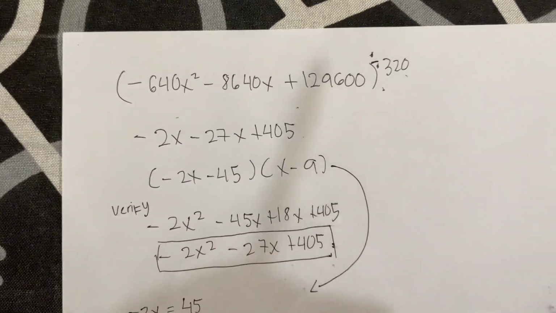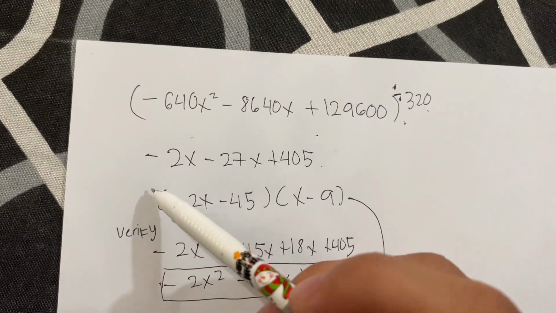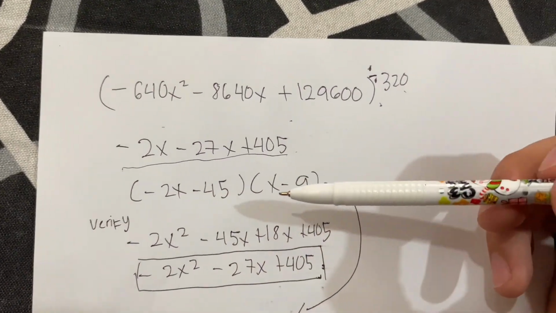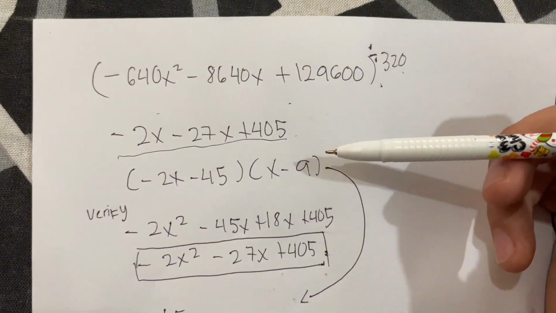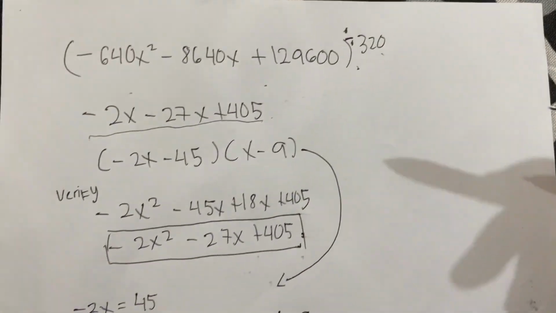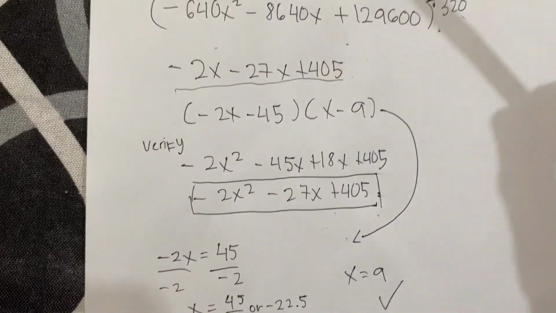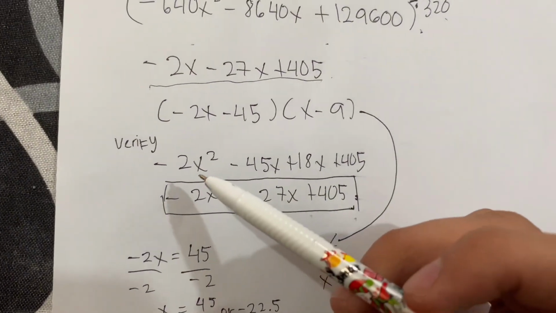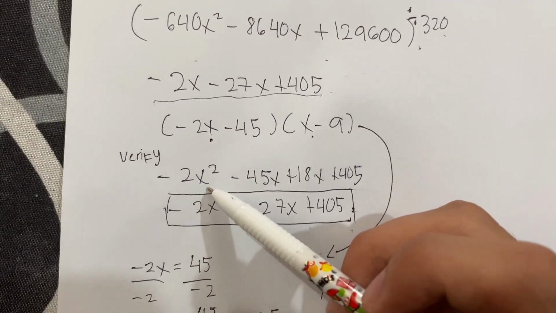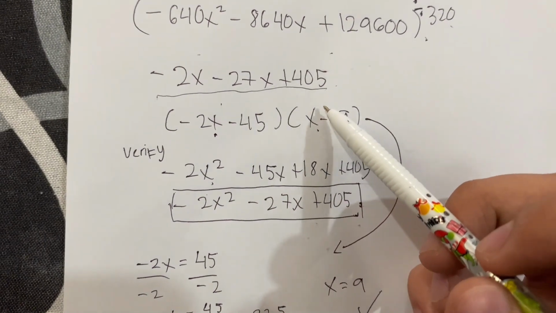Now we are going to factor out this equation right here. So we have negative 2x minus 45 times x minus 9, and then we can verify it to make sure that it's in factored form. So first term is negative 2x times x is equal to negative 2x squared, since 1 exponent and 1 exponent here.